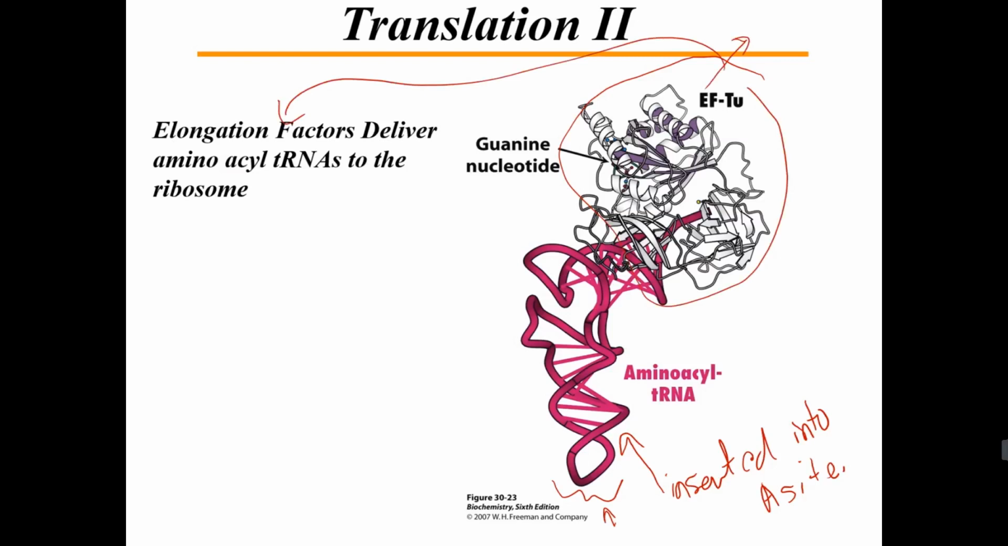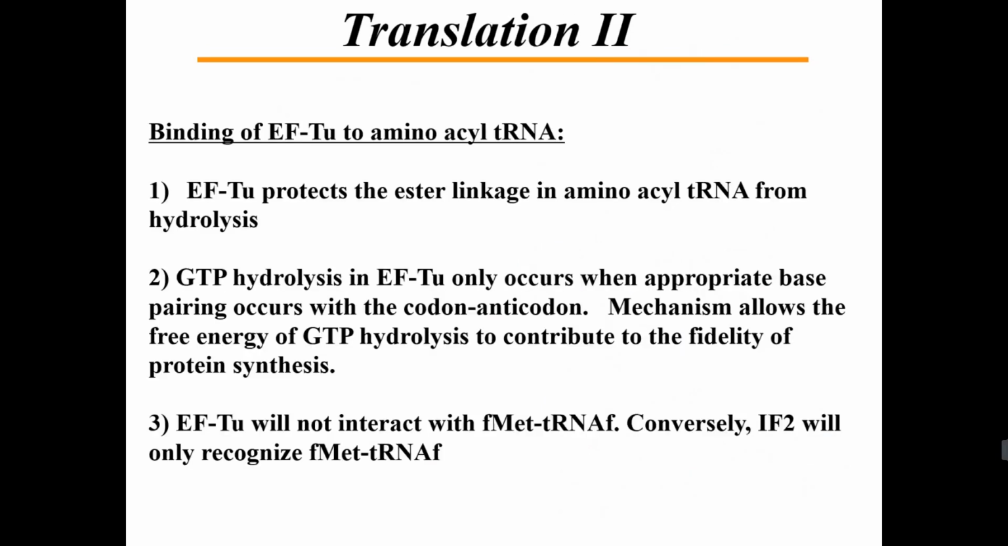EF2 is another member of the G protein family, and it requires a GTP. So if you can envision that it's bound to GTP, this actually facilitates the binding to the aminoacyl tRNA. All right, so the question is, why do we need an additional protein to actually bring in the aminoacyl tRNAs? And why is it binding to EF2?